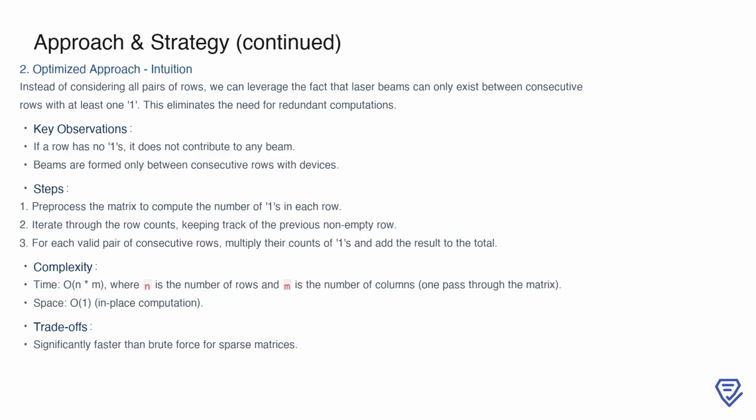The time complexity is now O(n*m), since we only make a single pass through the matrix to count the ones and a linear pass through the rows to calculate the beams. Similar to the brute force method, the space complexity remains O(1), as no additional data structures are required. This optimized approach is much faster and more scalable, particularly for sparse matrices.